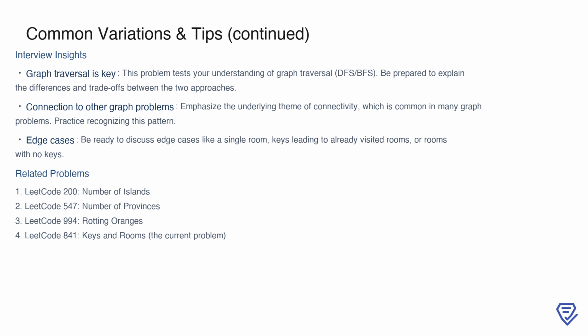To deepen your understanding, consider related problems like LeetCode 200, which deals with number of islands, or LeetCode 547, which explores number of provinces. Both share the theme of connectivity and graph traversal. Another good comparison is LeetCode 994, Rotting Oranges, which uses BFS in a grid. These connections can help you recognize patterns and improve your problem-solving approach.